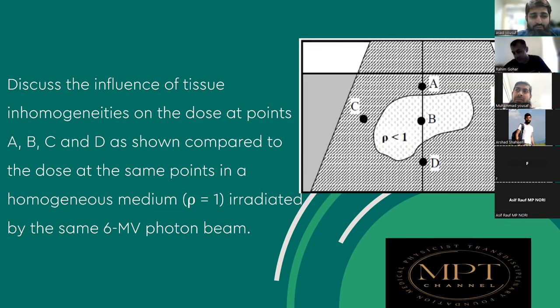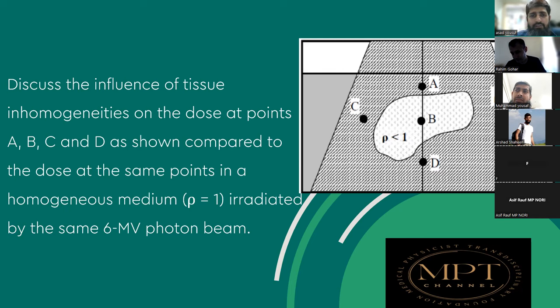Why lower? Because when the inhomogeneous material comes in place, the attenuation will be higher, then D dose will be lower. Whereas A point will remain the same. It's not a negligible change. The B point, of course, it will be higher, because previously, if they are giving 100%, in the absence of inhomogeneity it will get higher.